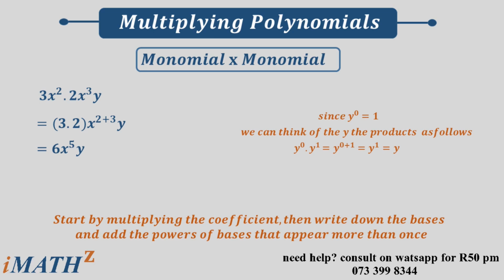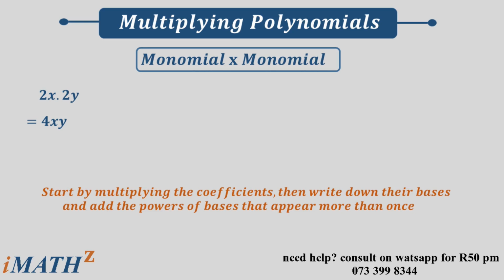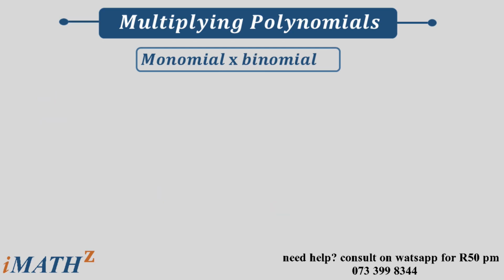such as 2x times y. To simplify this expression, we can multiply the coefficients. 2 times 2, which is equal to 4 in this case. Then we multiply x and y, which ends up giving us 4xy. The next type of polynomials we may need to multiply would be a monomial times a binomial. To do that, we would need to use the distributive property and multiply all the terms of the binomial by the monomial.